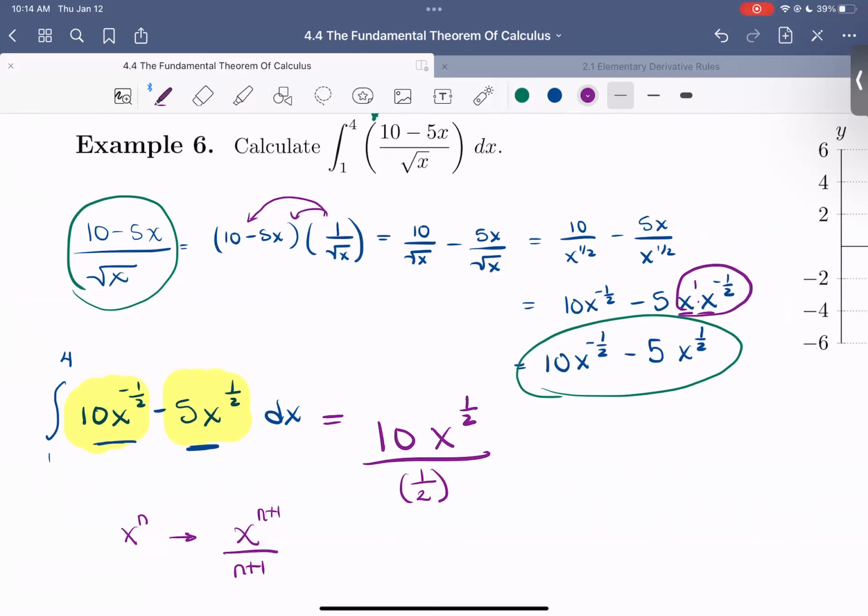Okay, so there's the antiderivative for the first term, and then similarly, the antiderivative for 5x to the 1/2 would be 5x to the 3/2 divided by 3/2. And using that notation, we want to evaluate this function at 4 and 1 and take the difference.